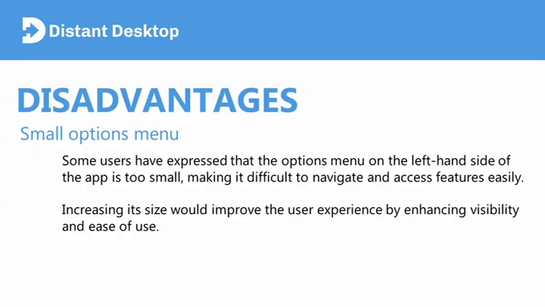Small option menu. Some users have expressed that the option menu on the left-hand side of the app is too small, making it difficult to navigate and access features easily. Increasing its size would improve the user experience by enhancing visibility and ease of use.